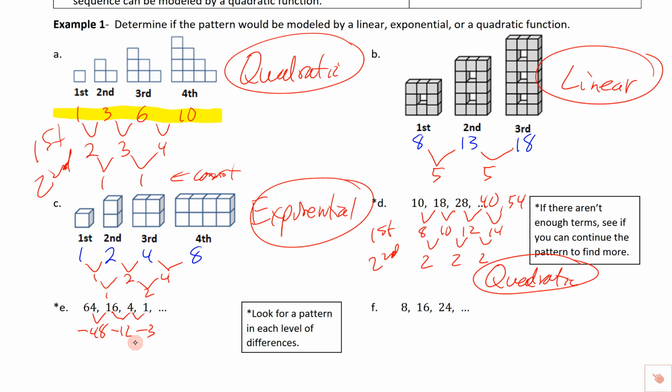Well, clearly this is weird because the first level differences are negative. That's because they're getting smaller here. Let's find the second level difference and see what happens on that one. So let's see, this is going to be negative 12 minus 48.